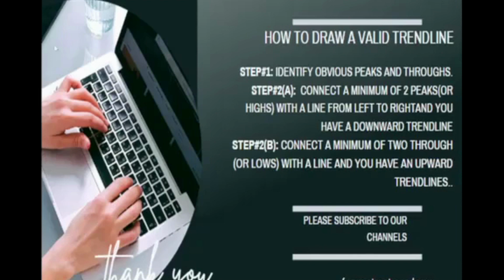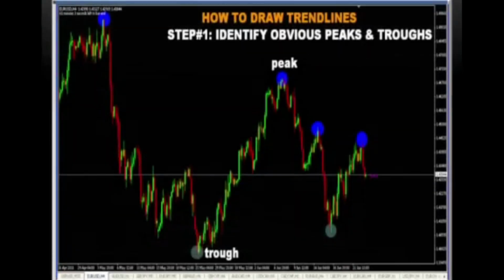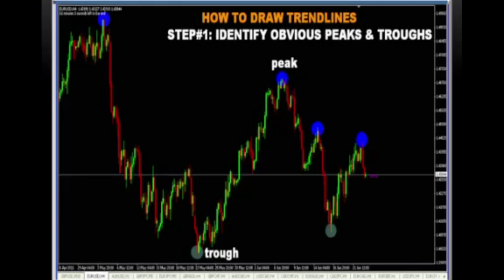All right, so we switch over to our next assignment. Okay, so this is it, how to draw trend lines. Identify obvious peaks and troughs. Here is a peak and here is a peak, and a peak here and another peak here, and then this is a trough and this is a trough. Obvious peaks.